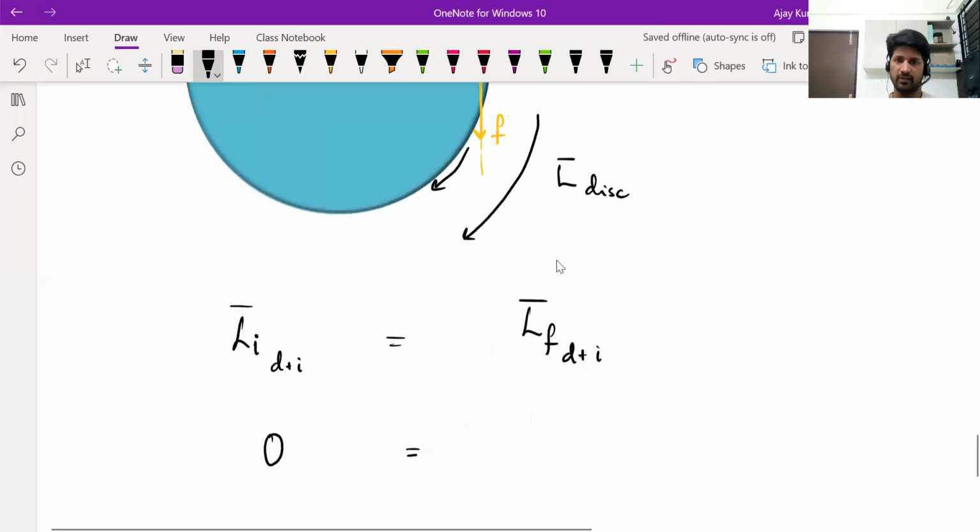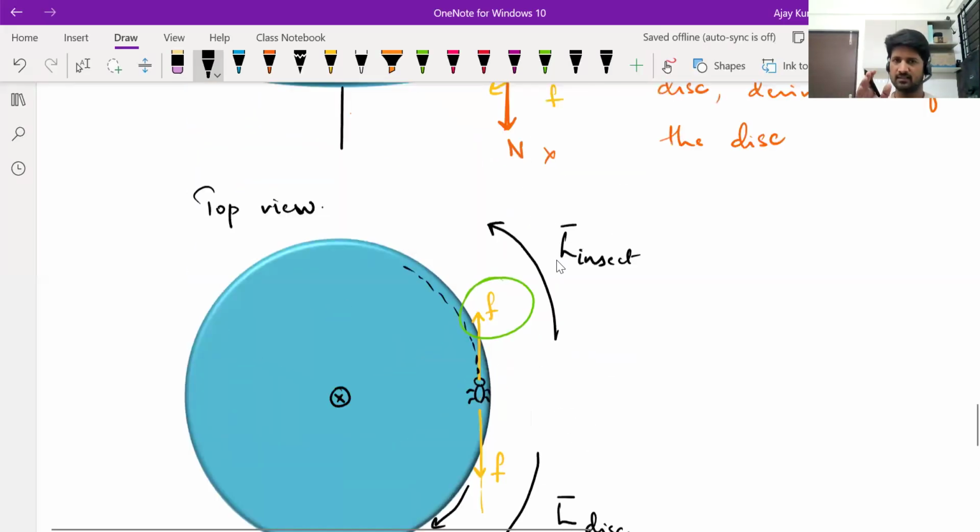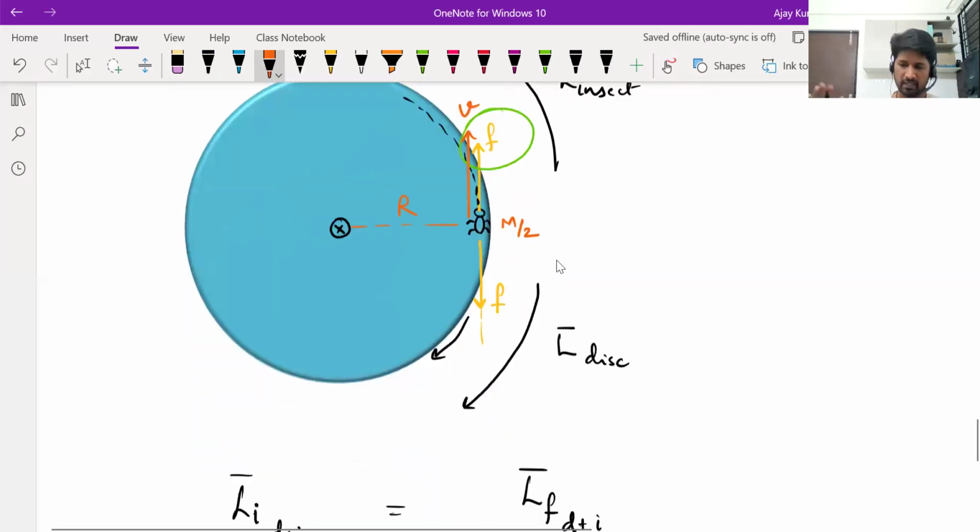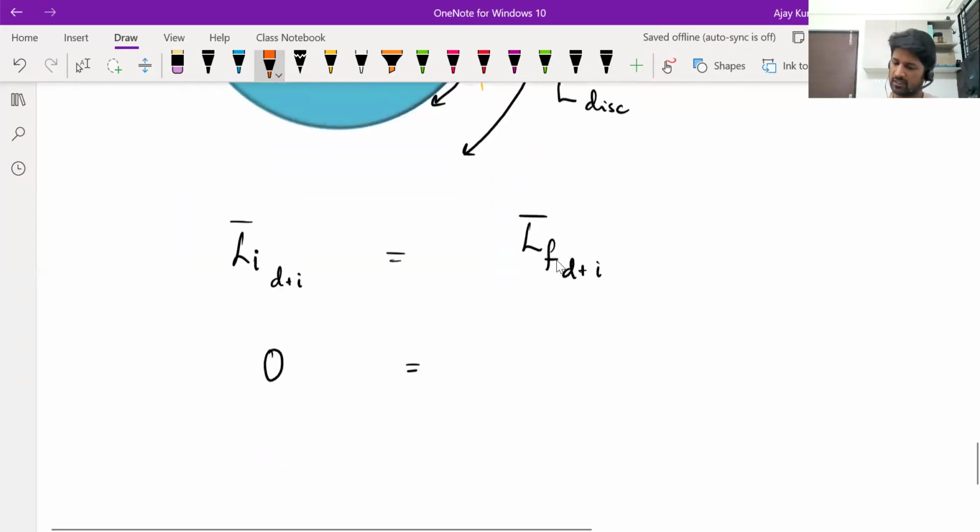The insect is moving with a speed v, along the edge of the disk, which means it is moving tangentially. So the velocity of the insect is this way. The perpendicular distance is the radius. Its mass is m/2. Therefore, its angular momentum about this axis becomes (m/2) r v. r and v are already perpendicular, so you don't have to take components. So the final angular momentum of the insect is (m/2) r v and positive, so we'll write it as plus, or you can simply write k cap.